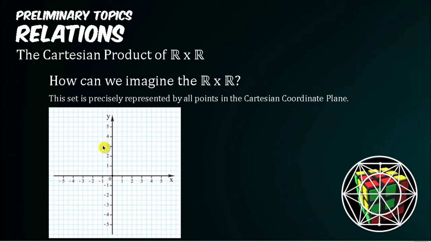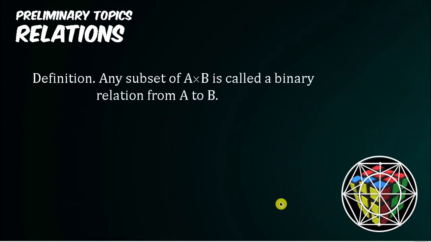Ibig sabihin, wala pa pala. Hindi pa natin dinidefine yung relation. Ito na ang definition ng relation. Bakit kailangan nating i-discuss ang cross product na galing sa dalawang sets? Kasi naka-base doon ang definition ngayon ng isa pang mathematical object na tinatawag natin na relation. A relation is any subset of A cross B. More particularly, we call it a binary relation from A to B.